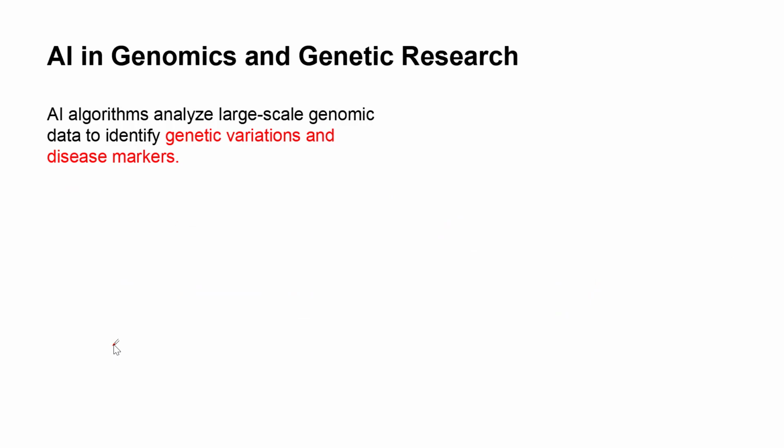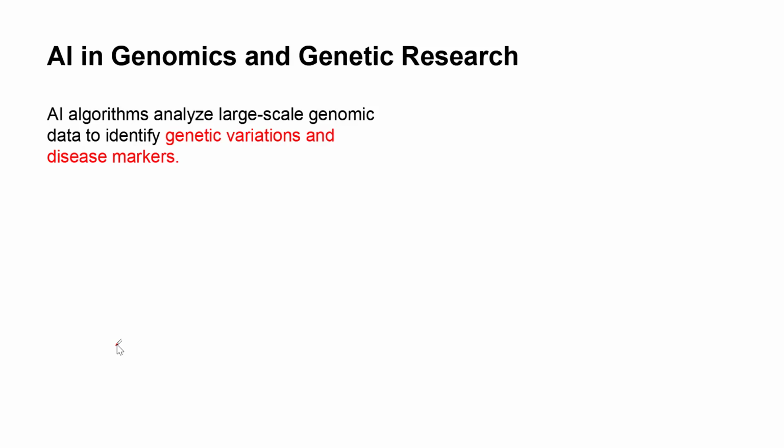So now, AI in genomics and genomic research. AI algorithms, that is, artificial intelligence algorithms, analyze large-scale genomic data. So actually with AI, it will be able to analyze large-scale genomic data, which can be used in identifying genetic variations and disease markers.